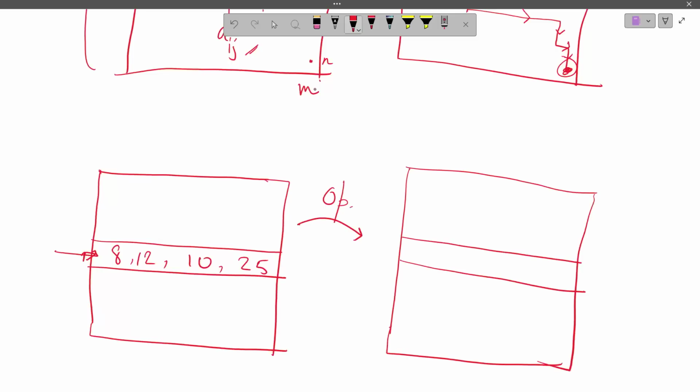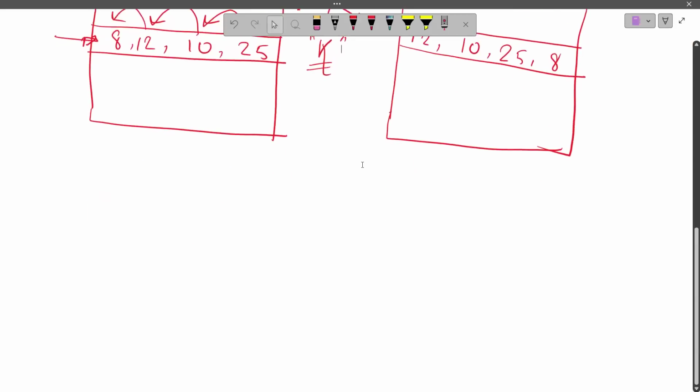What does a cyclic left shift mean? That means basically all elements will go to their left. So a cyclic left shift will convert this array into this form: 12, 10, 25, 8, right? This is what we call a cyclic left shift. And the problem statement says that the cost of this operation is, if you want to have one cyclic left shift, then you need to pay a cost of k. Now let us analyze what is the cost of the path.